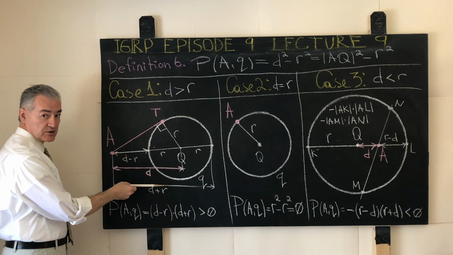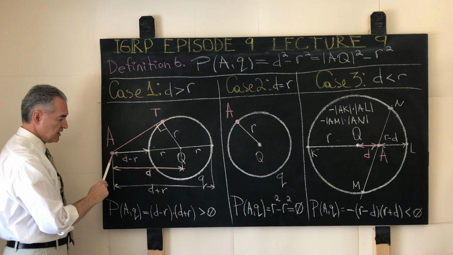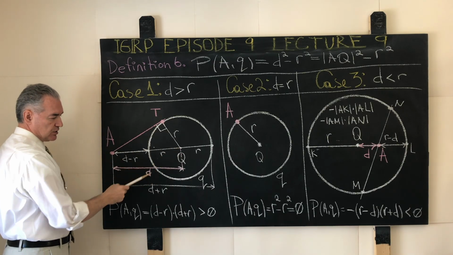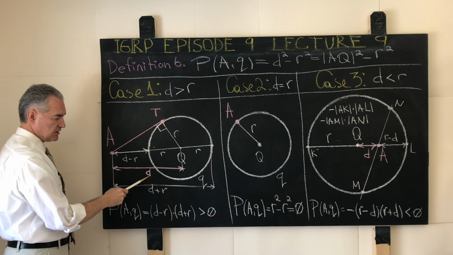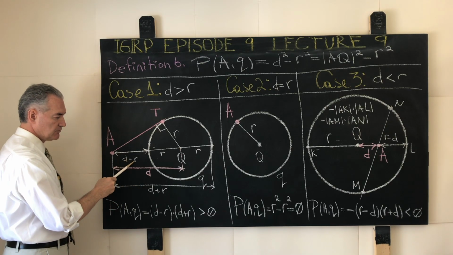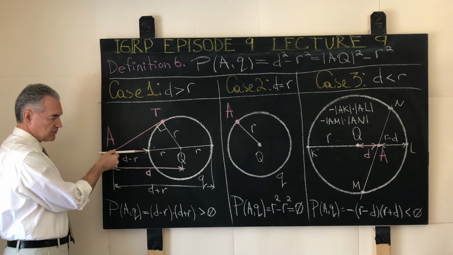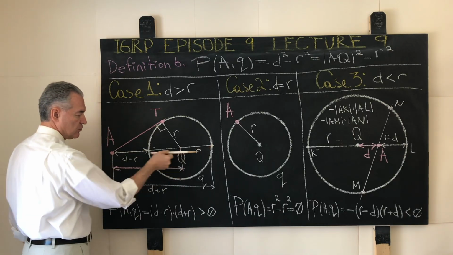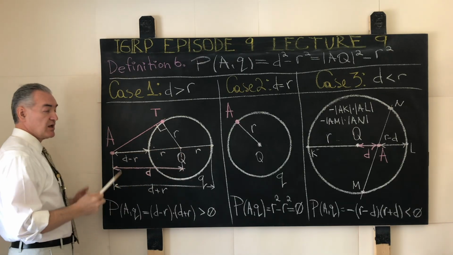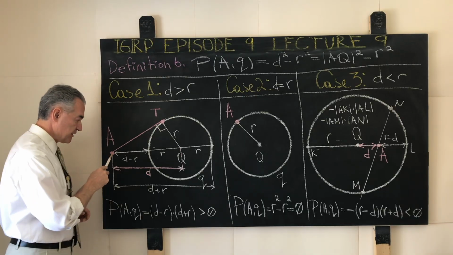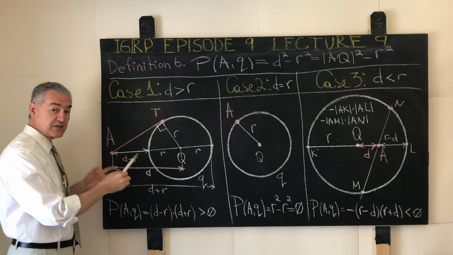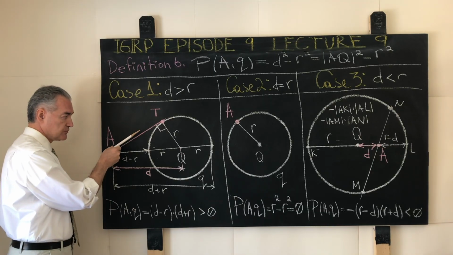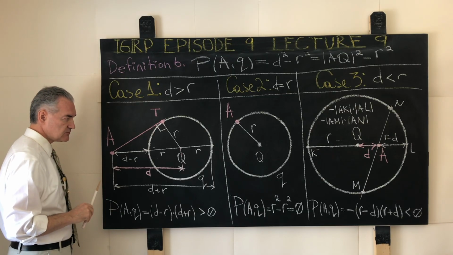All the distances are depicted over here on the left side of your screen. The distance from the point A to the center of the circle Q is depicted with d. Consequently, the distance d minus r will be this line segment over here, and the distance d plus r will be this distance right here. That will be the entire secant. And that means that to this particular point and this particular circle, in this particular case, we can apply the theorem, the so-called tangent-secant theorem.